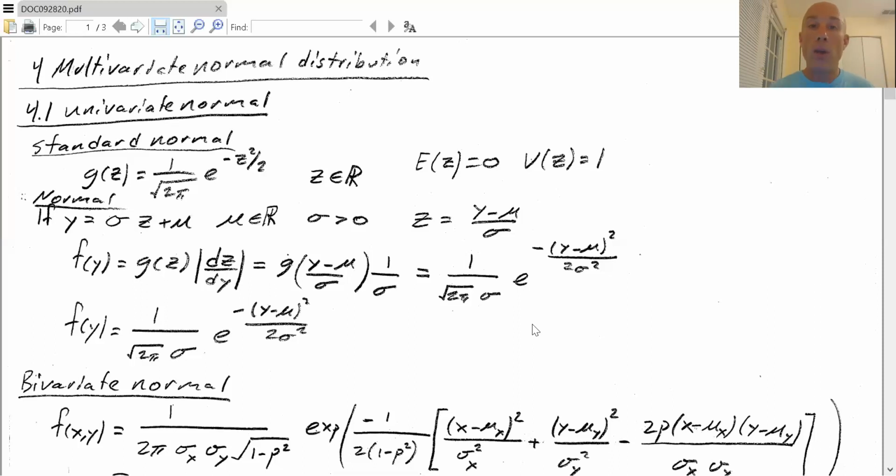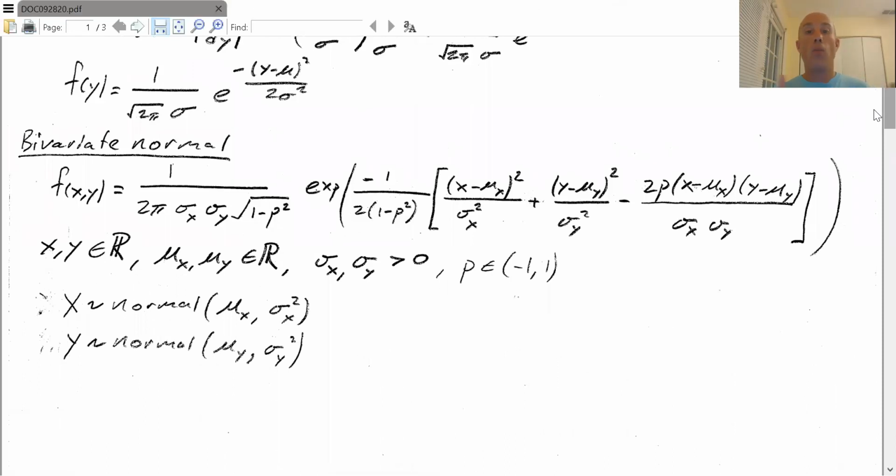Now, let's go on to bivariate normal. What we're going to do here is assume that they are not independent, or they could be independent, but we're going to jump into the formula where x and y are marginally normal distributions. That means that if I take y given x or x given y, the resulting distributions will be univariate normal, but we're going to assume that they're not independent.